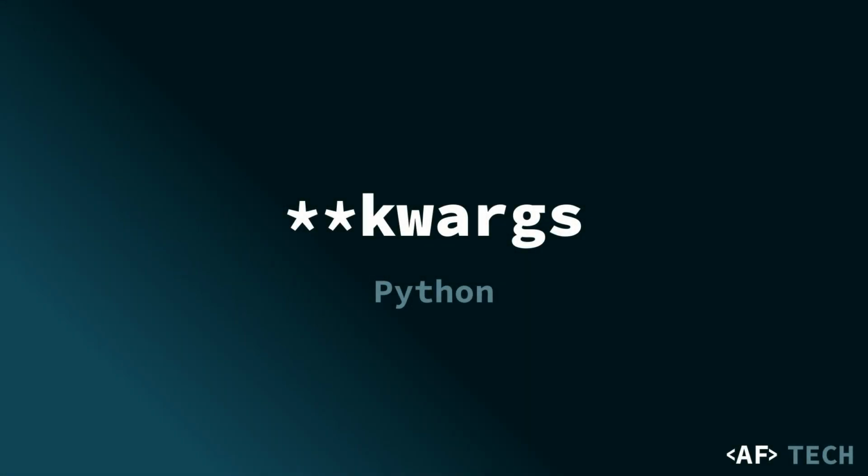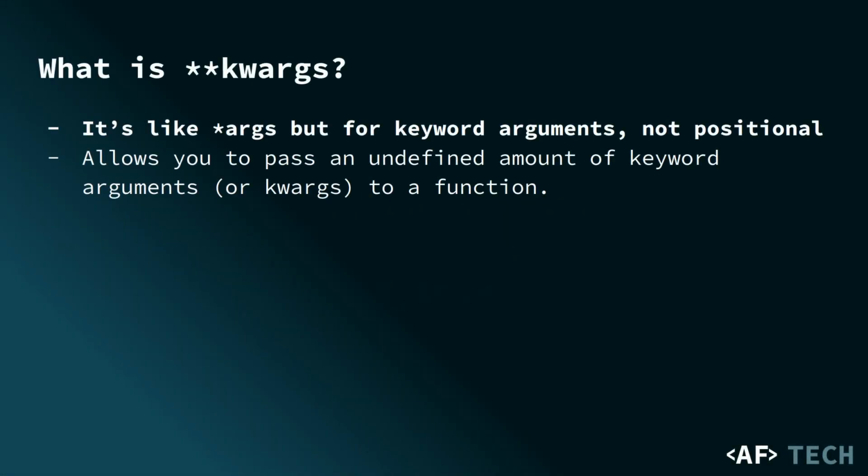Let's talk about **kwargs in Python. Asterisk asterisk kwargs is a special syntax in Python that allows us to pass an undefined number of keyword arguments into a function. So it's just like args, but for keyword arguments instead of positional arguments. And also, just like args, you can call the kwargs parameter whatever you want, but kwargs is conventional because kwargs stands for keyword arguments, while args stands for arguments, or positional arguments.